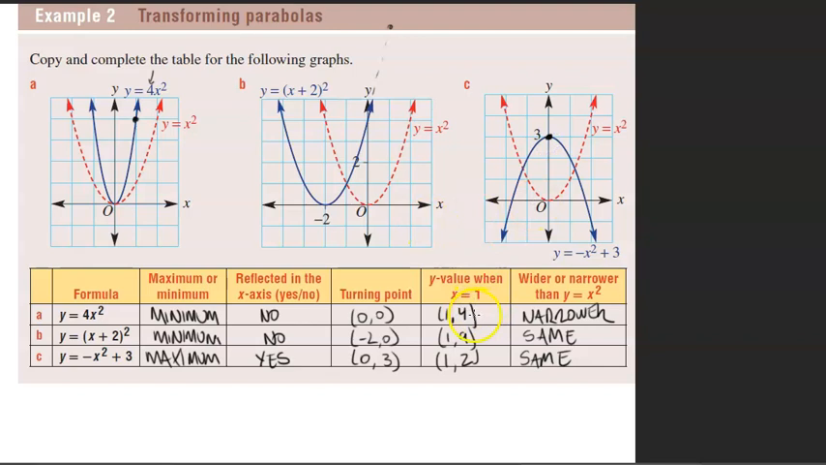The y value when x is equal to 1 will be 2. So when x is equal to 1, y is equal to 2. And that's just by simply substituting 1 into this formula. And again, it's the same width as y equals x squared. It doesn't become narrower or wider because of it. That's because the coefficient in front of the x squared, despite it being negative, involves no dilation. There's no number or digit that's different to -1 or +1. That's it. That's all there is to this.